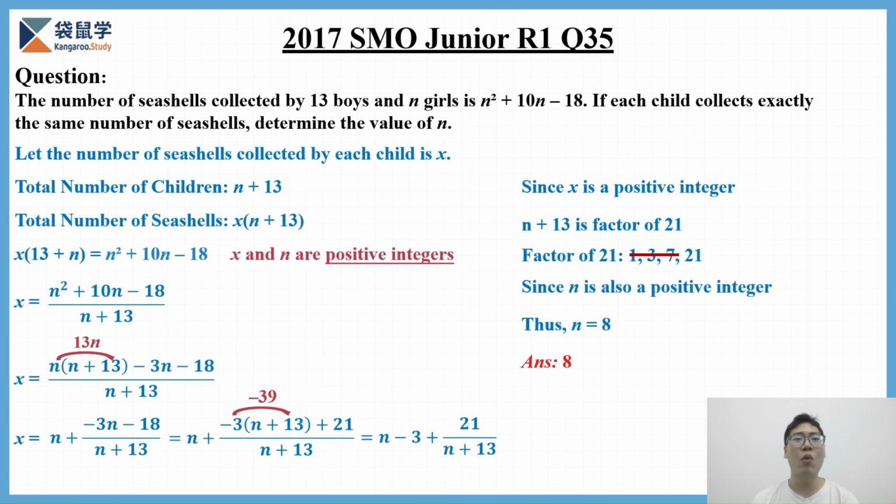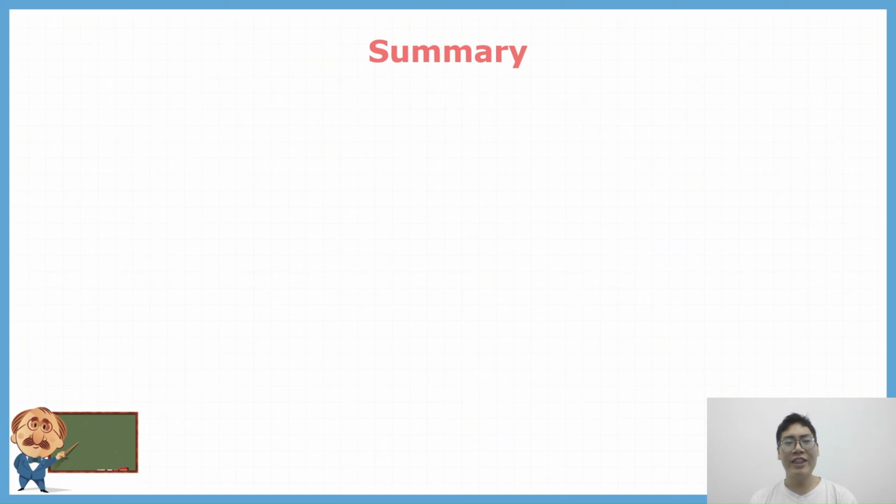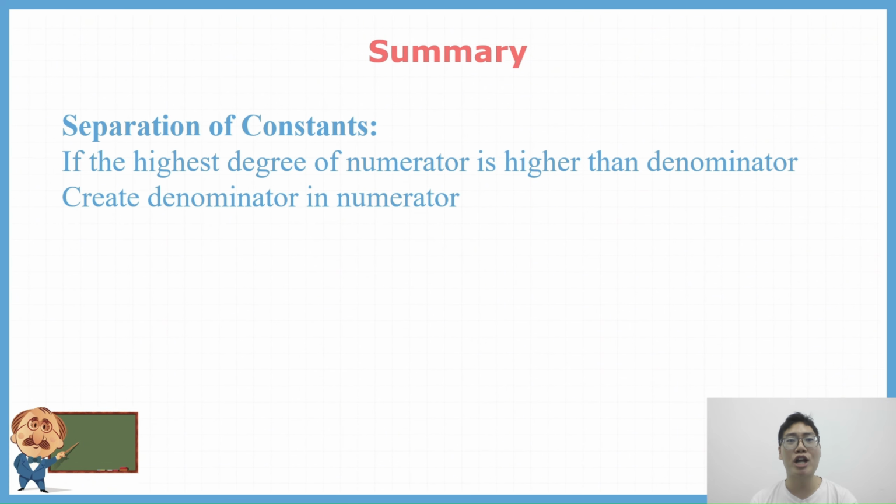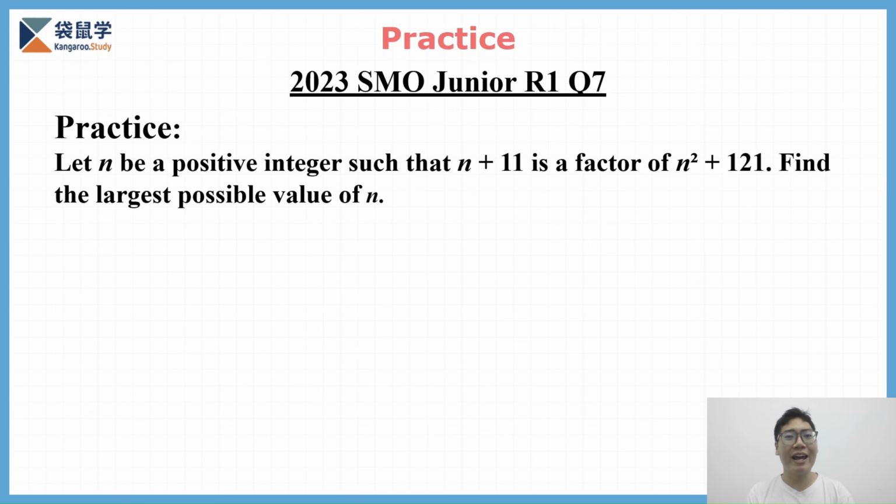So let's summarize what we have just done. In this video, we have learned about the concept of separation of constants, where we split a complex fraction into an integer plus a simpler fraction. On top of that, we also learned how to determine if we can use separation of constants. This includes the concept of the degree of algebraic expressions, where the degree of the numerator should be higher than or equal to the degree of the denominator. So now let's check if you have fully mastered the concept of separation of constants using this practice question.